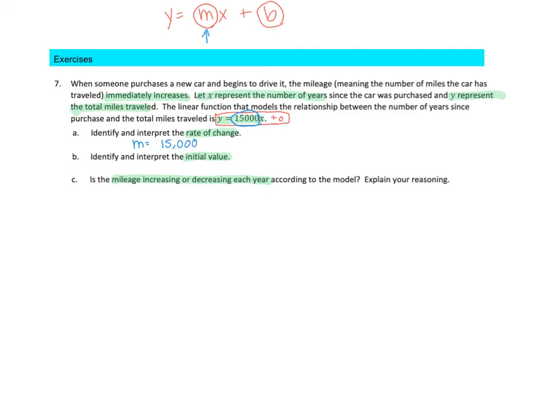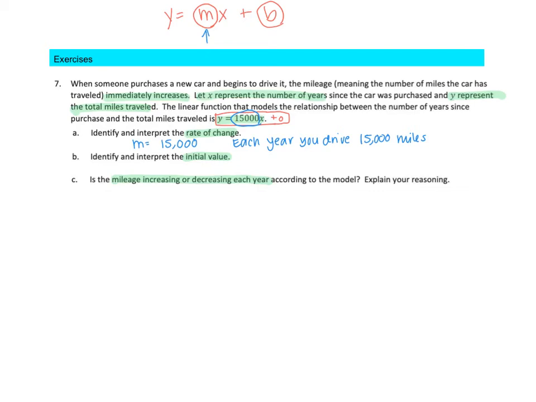And what does that rate of change mean? We have to interpret it. So each year, you drive 15,000 miles. That is what it means in this equation.